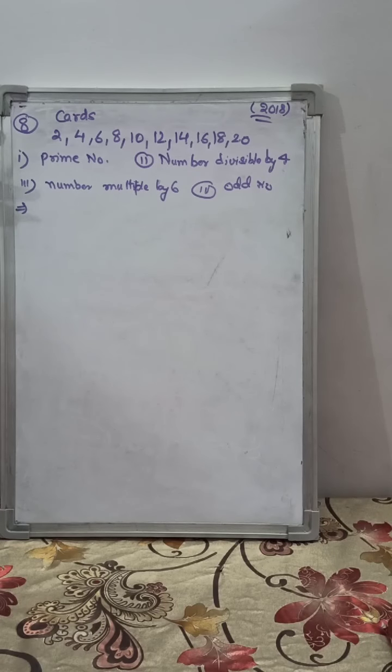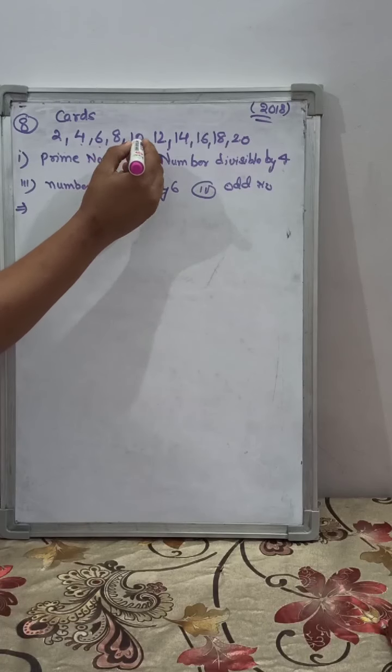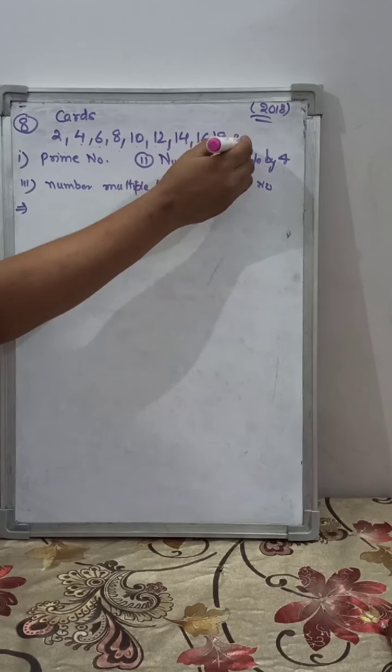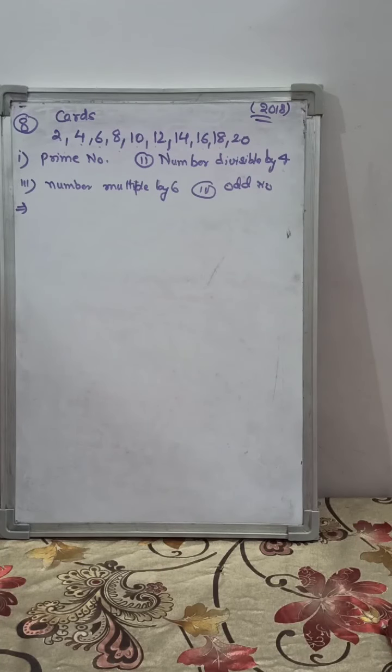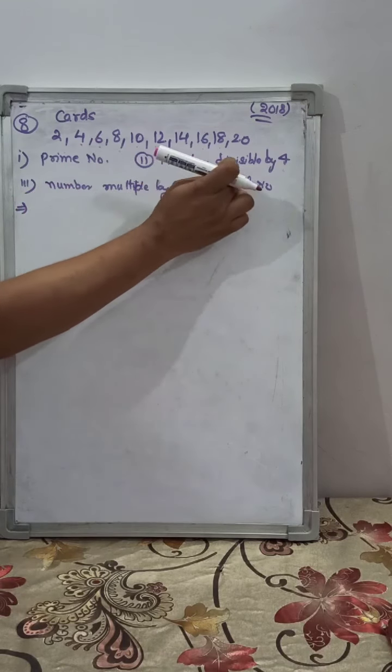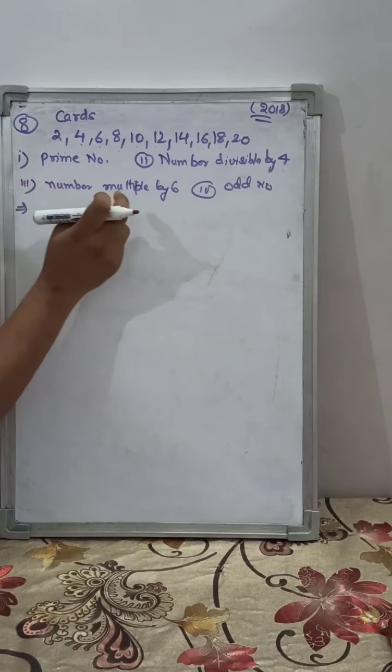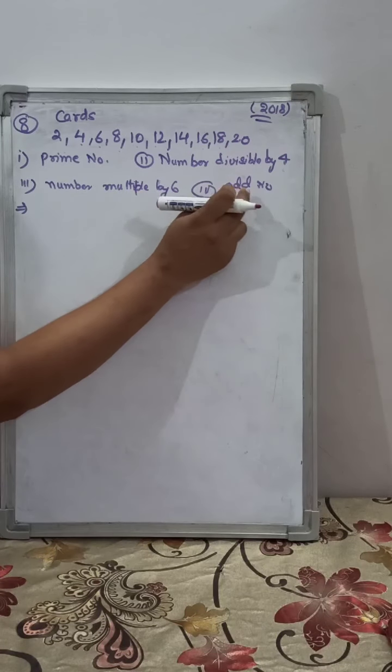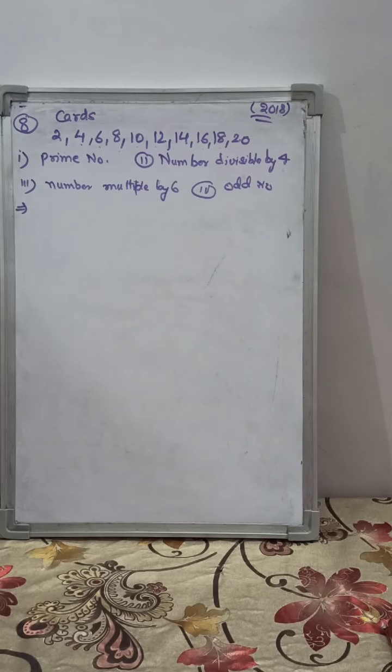Question number 8. It says that cards bearing numbers 2, 4, 6, 8, 10, 12, 14, 16, 18, 20 are kept in a bag. A card is drawn at random from the bag. Find the probability of getting a card which is a prime number, a number divisible by 4, a number multiple of 6, and the last one is an odd number. This is a 2018 question. So let's discuss it.